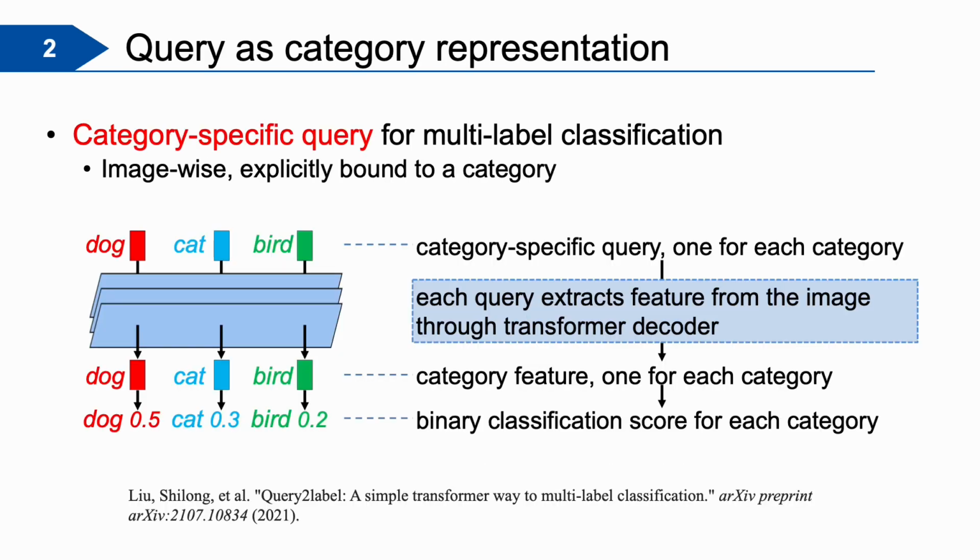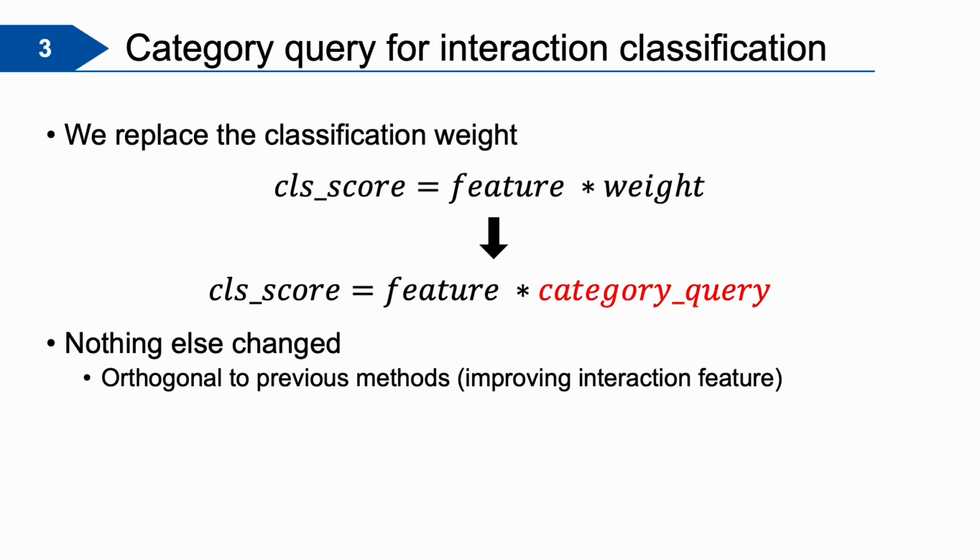Some methods from other tasks, like multi-label image classification, use a different kind of query. The queries, we call category-specific queries, extract a feature from image for one category rather than one instance, and each of them will be responsible for the binary classification of one category, not all categories. Our method uses such category queries, but we take an important step compared with previous methods.